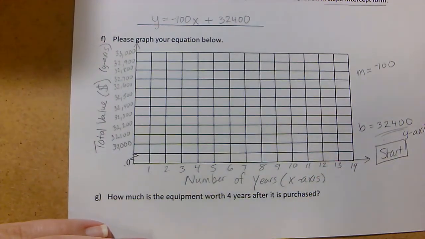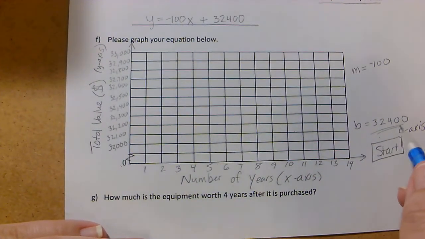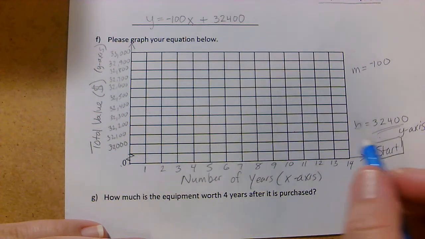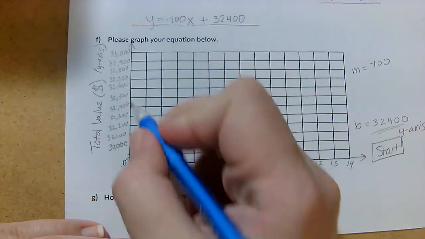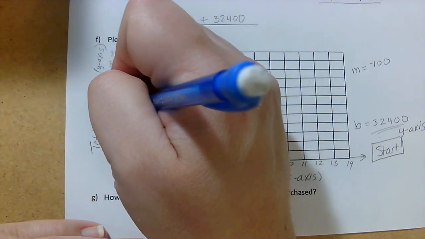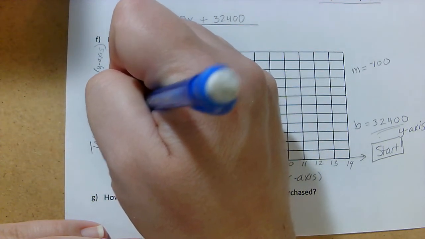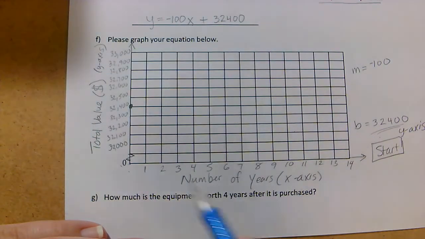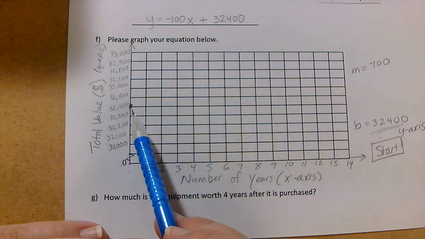So since I'm going to be starting on the y-axis at this number, 32,400, I'm going to go over and make a point right at 32,400 at 0 years, because that's my starting value for this camera equipment. So it starts right here at this value of 32,400.